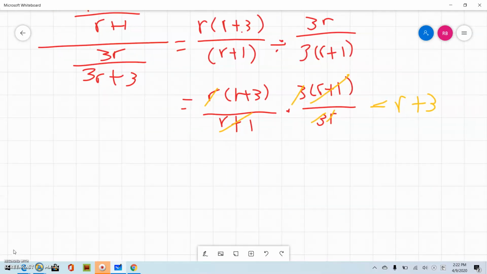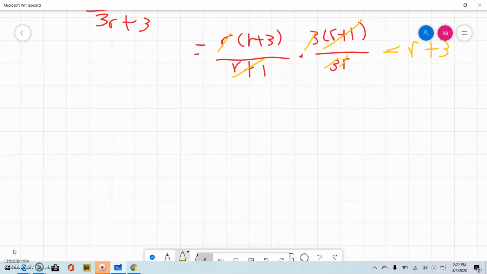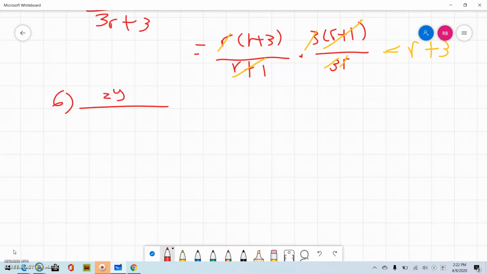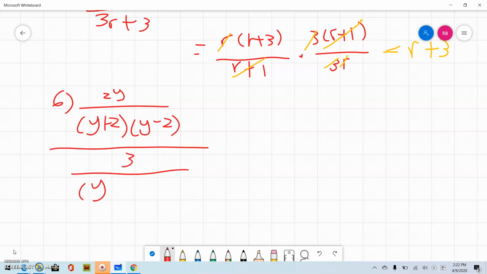For number 6, I'm going to show you solving it just from the complex fraction. So I'm going to factor first. Please don't forget about the a squared minus b squared factoring. And why I keep emphasizing it is because it's that important.